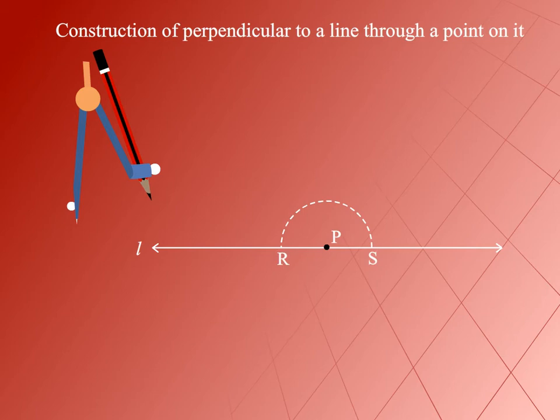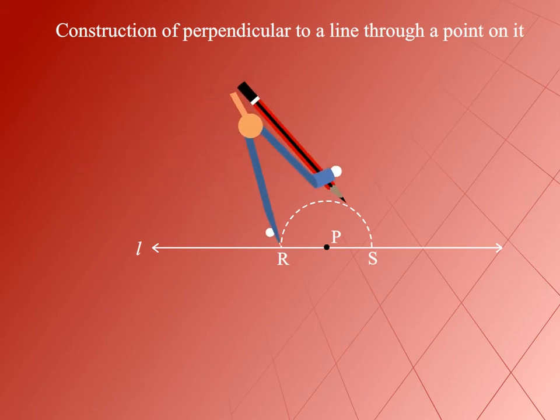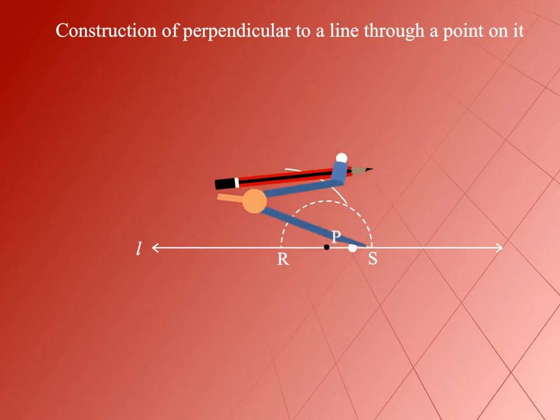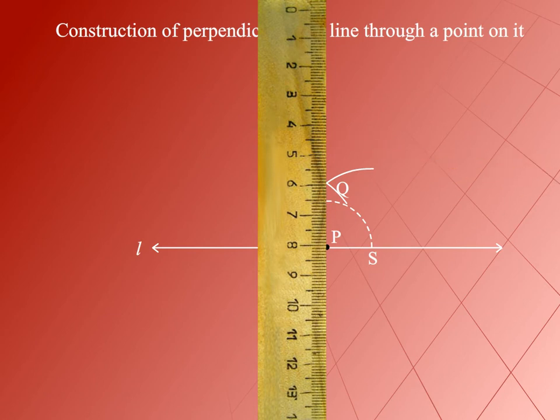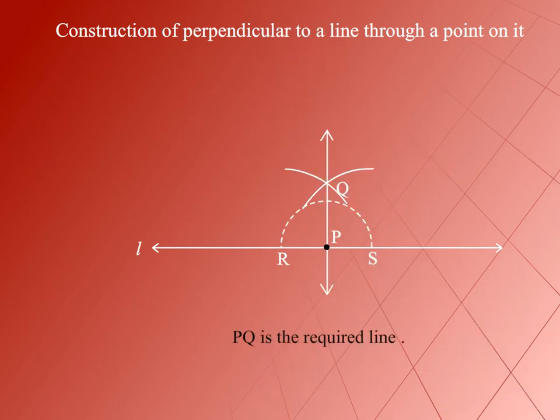With R as center and any radius greater than half of RS, draw an arc as shown here. With center S and the same radius as in step 2, draw another arc cutting the arc drawn in step 2 at Q as shown here. Join PQ and produce it in both the directions to form the line PQ. As shown here, PQ is the required line.